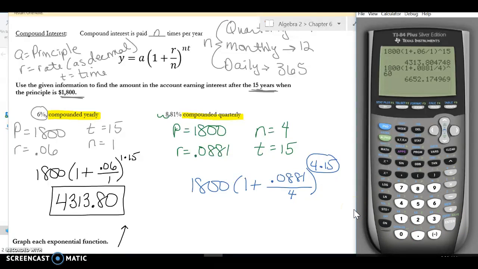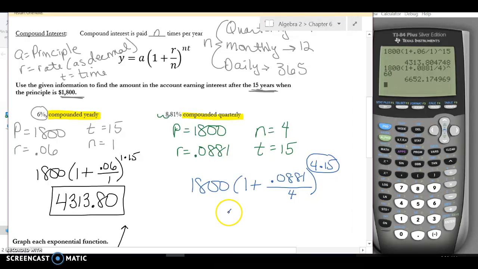And so same amount of time, a little bit higher interest, and compounded leaves me with $6,552.17. Okay, so it might be helpful to break down what everything is. The big part that people are going to mess up with is the n, so be careful of that, the compounded. And then remember all your rules for graphing.